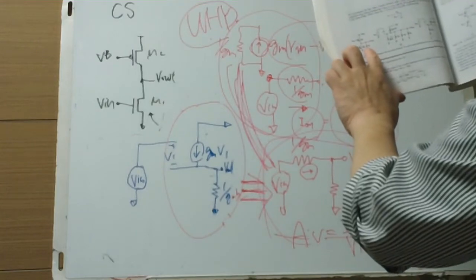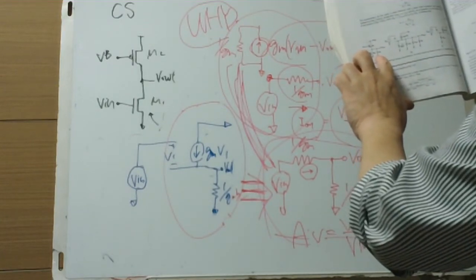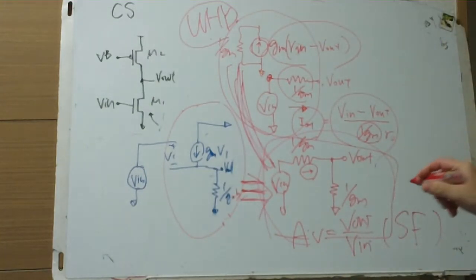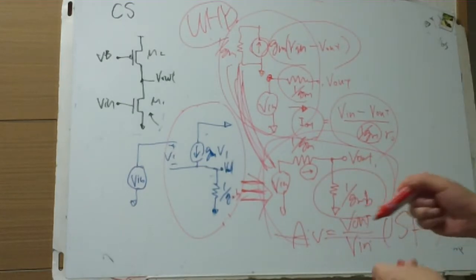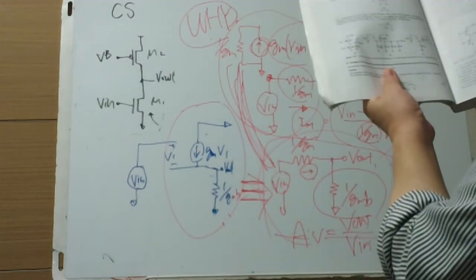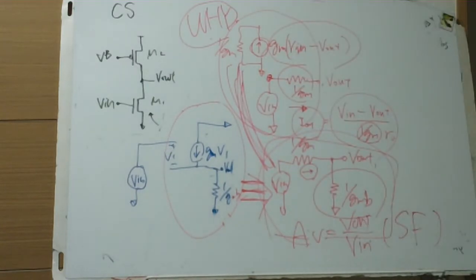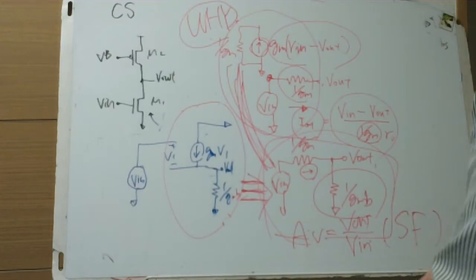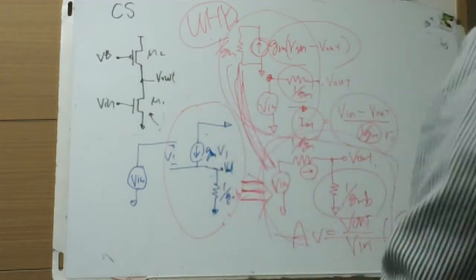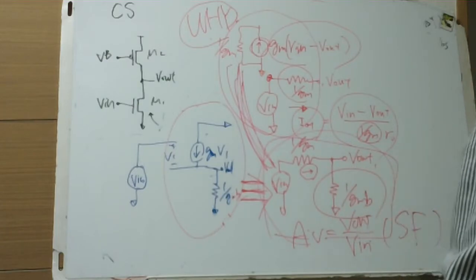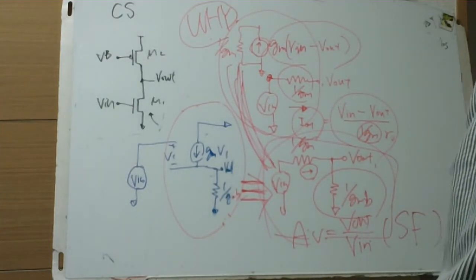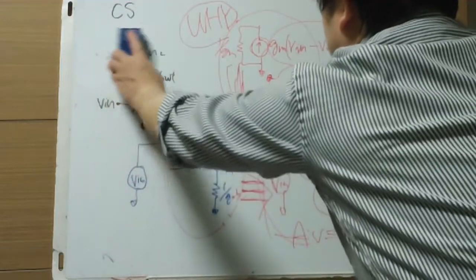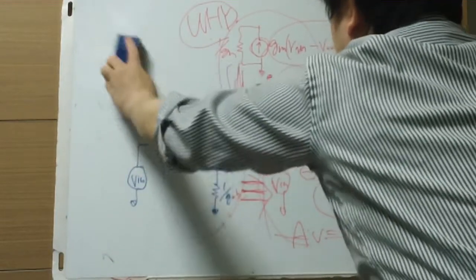If there's some load resistance, V out, capital RL, we need to exchange this Gm, some kind of equivalent R. So just a voltage divider considering RL. This is common source. We are discussing the source follower.